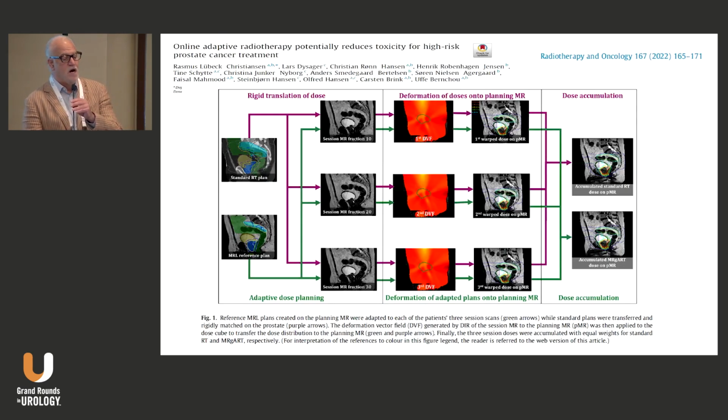This is another study showing online adaptive radiotherapy potentially reduces toxicity, in a subset of high-risk prostate cancer patients. Again, you start out with a rigid scanning, and then you have translation into dose distributions around the tumor, and then you can deform the dose shape based on the current imaging, in this case using MR and CT. And then you can also calculate the cumulative dose to the normal tissues over time.